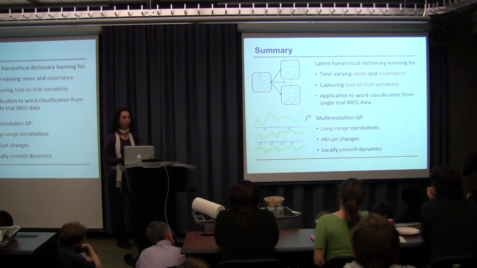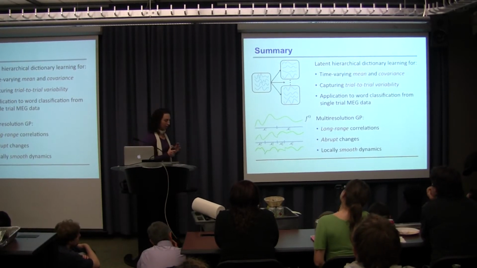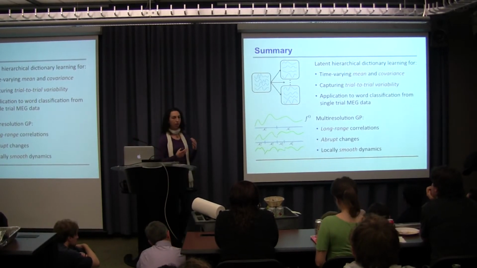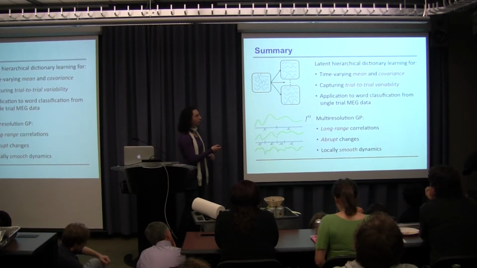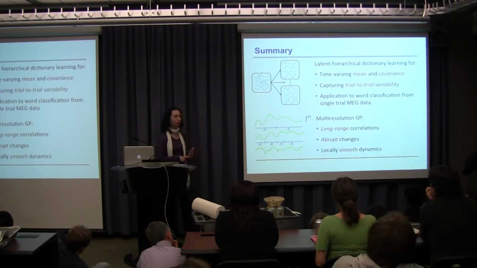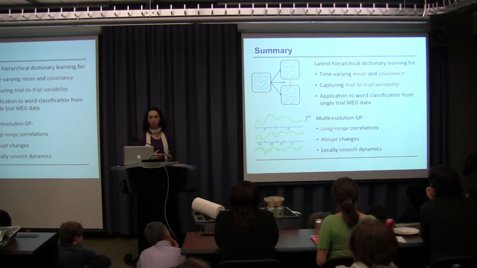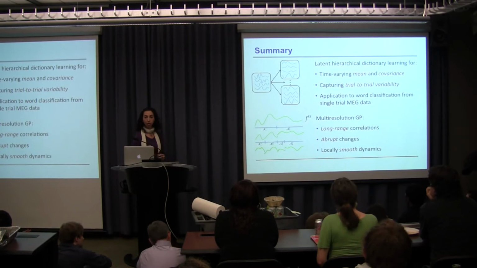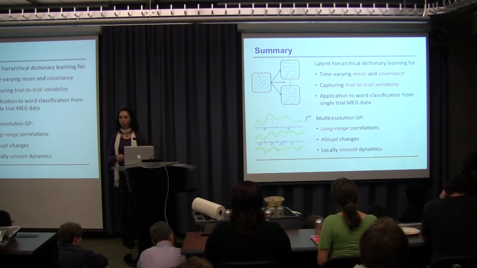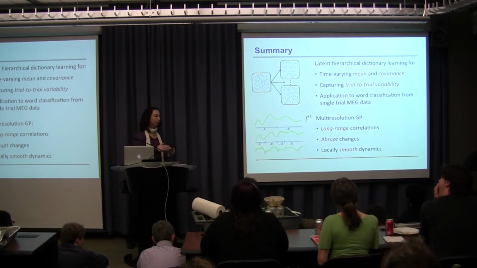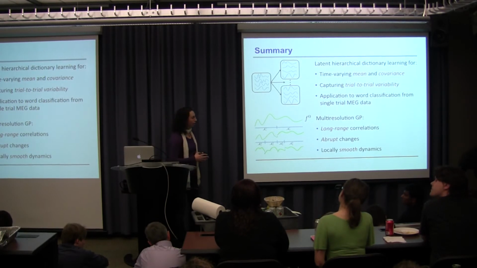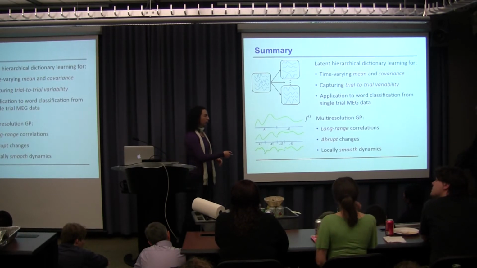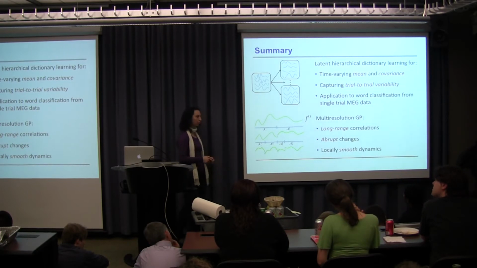Okay, so in summary, we look at these methods of learning latent hierarchies of Gaussian processes to define time-varying mean and time-varying covariance, and an ability to capture this trial-to-trial variability. We looked at the performance in terms of this task of doing word classification from single trial MEG data. And in the second half of the talk, we looked at defining Gaussian processes that better capture the features of this MEG data, which include these long-range correlations that span these abrupt change points.